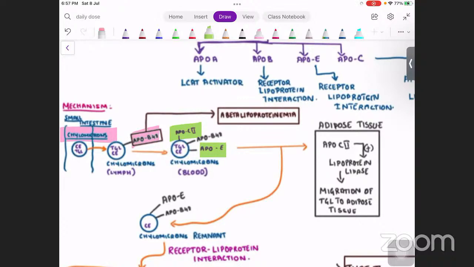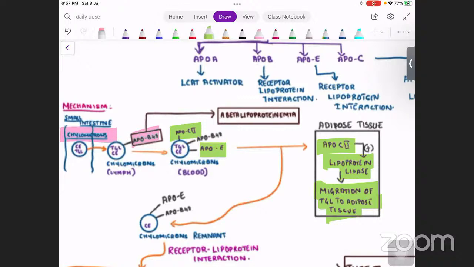So what happens is, whenever ApoC2 goes near the adipose tissue, it will activate lipoprotein lipase, which takes the triacylglycerides in your chylomicron and throws them into adipose tissue for storage. The chylomicron contains all the dietary lipids, right? For example, cholesterol, cholesterol esters, free fatty acids, triacylglycerides, and fat soluble vitamins. Everything is packed inside that chylomicron.